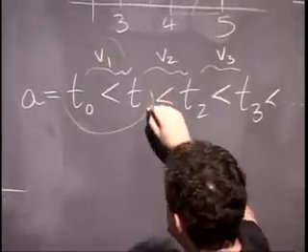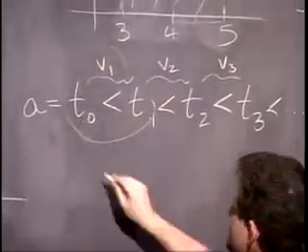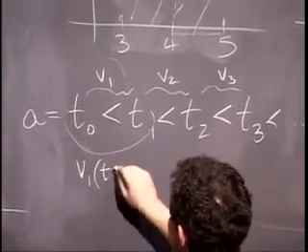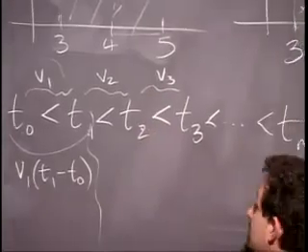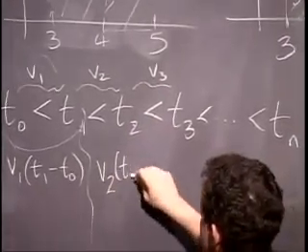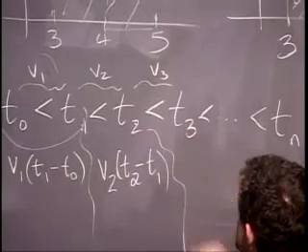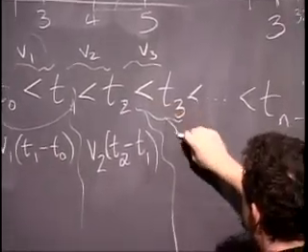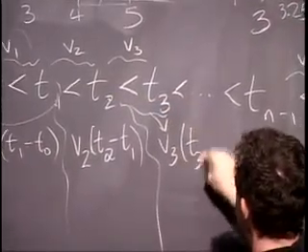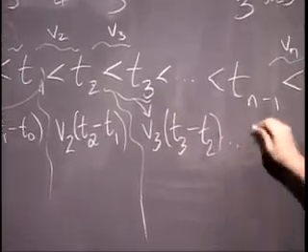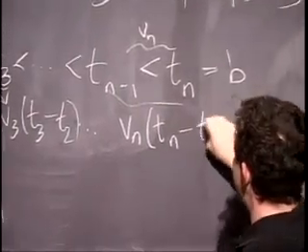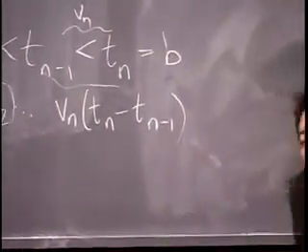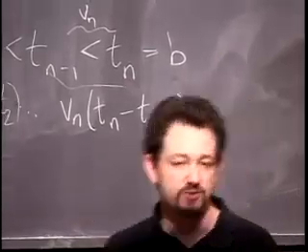Well, in this time period, your speed is v1, and the time is t1 minus t0. So here, the distance is v1 times (t1 minus t0). What about in this second time period? Well, now your speed's v2, and it's taken t2 minus t1. And then, of course, the third period, v3 times (t3 minus t2), and so on until you get to this last period where your speed is vn, and the time is tn minus t(n minus 1). And of course, these are the distances of each little part of your journey.